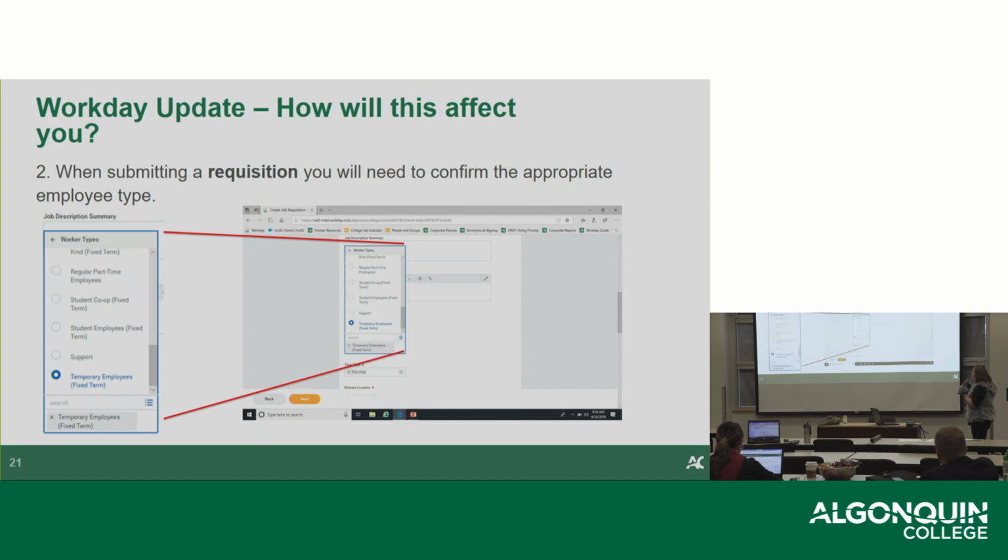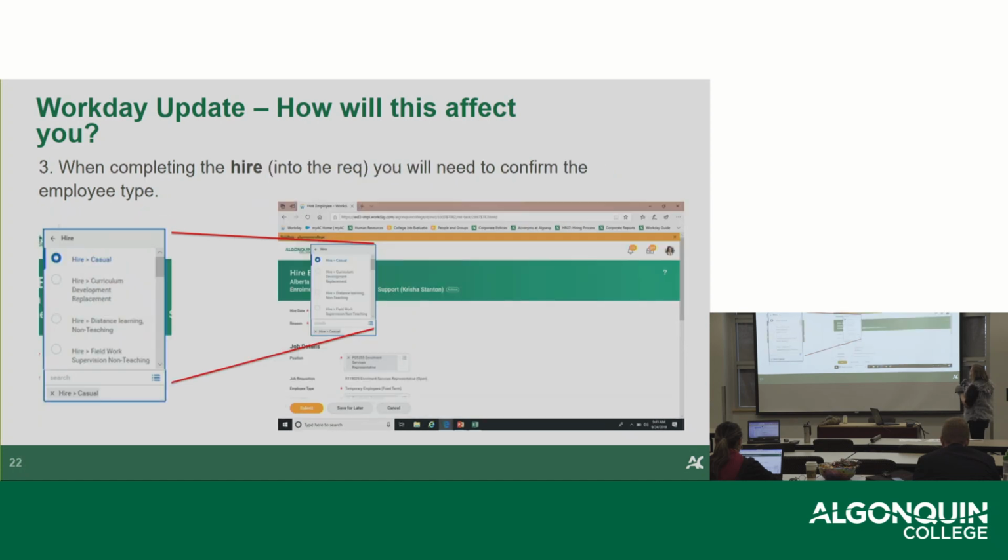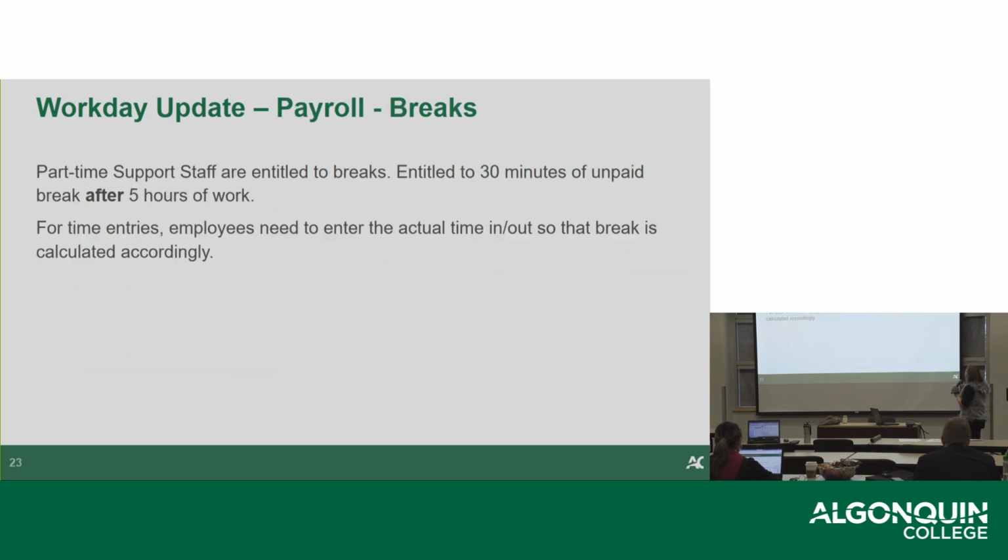And when you're submitting a requisition, you can confirm the employee type as well. We have done some cleanup of the old positions that said part-time fixed term positions. However, if you have some that you're not sure about, when you're submitting the requisition, you can confirm it is a temporary position or a casual position or a project of non-recurring kind. You can also double check at the hire stage that the category that you want is the one that's been selected for the position.